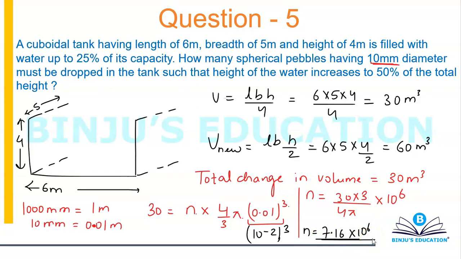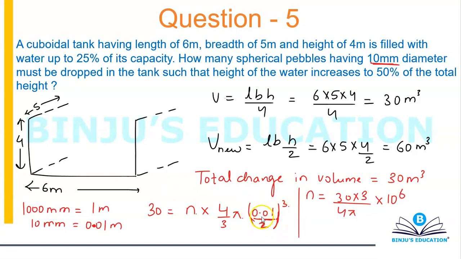These many pebbles of, okay, I think I made a mistake somewhere. They have given 10 millimeter as the diameter. All right, so I made one small mistake. I need to know the radius. Apologize for the mistake. Everything is correct, it's just that I need to divide this 0.01 by 2. This is where I went wrong.